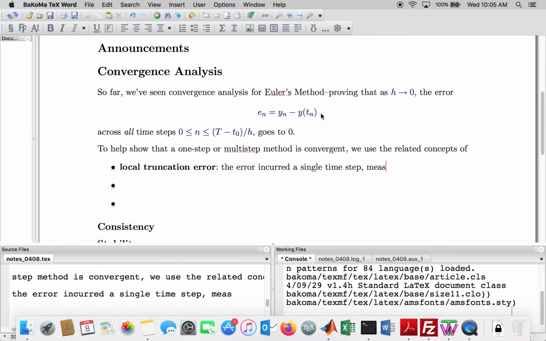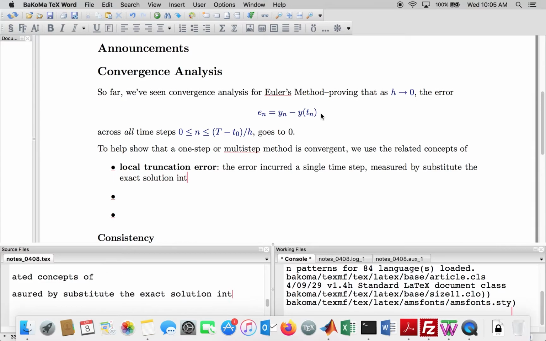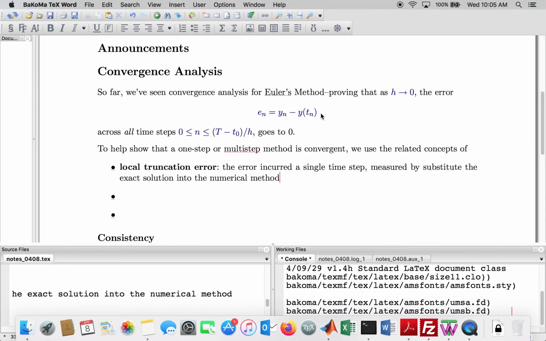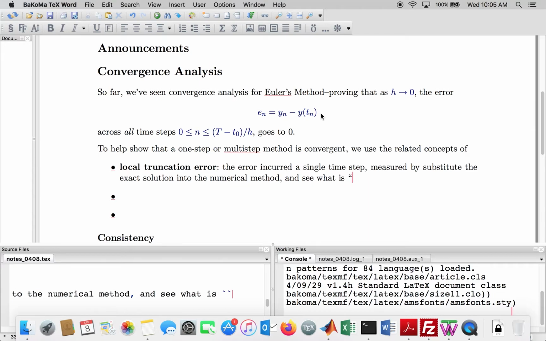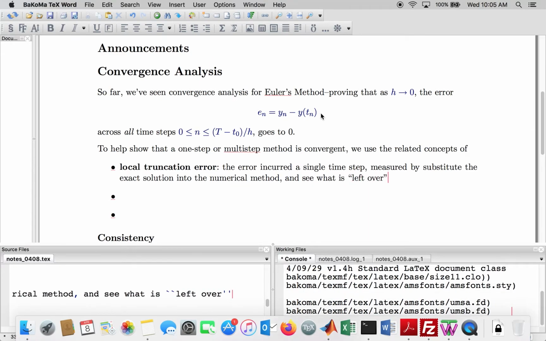And how is it measured? What we do is we substitute the exact solution into the numerical method and see what is left over. So look at it this way. The exact solution satisfies the ODE. The numerical solution satisfies the numerical method exactly. So if you plug either solution into the other equation, for example, the exact solution into the numerical method or the numerical solution into the ODE, they're not going to satisfy exactly. There's going to be something left over.